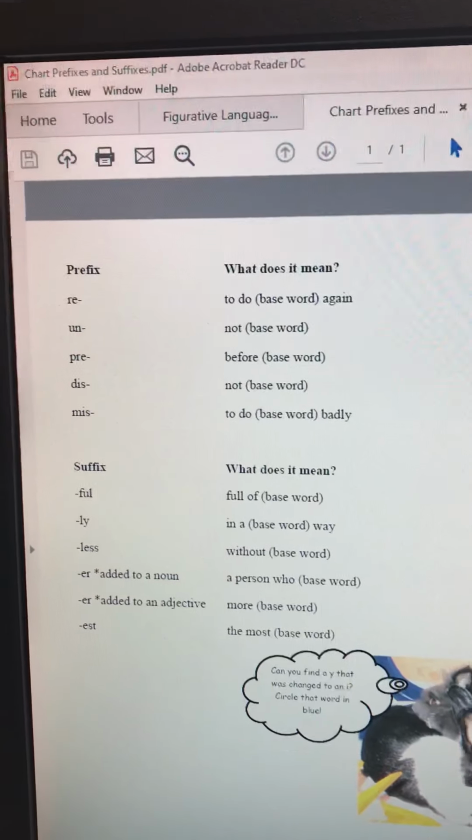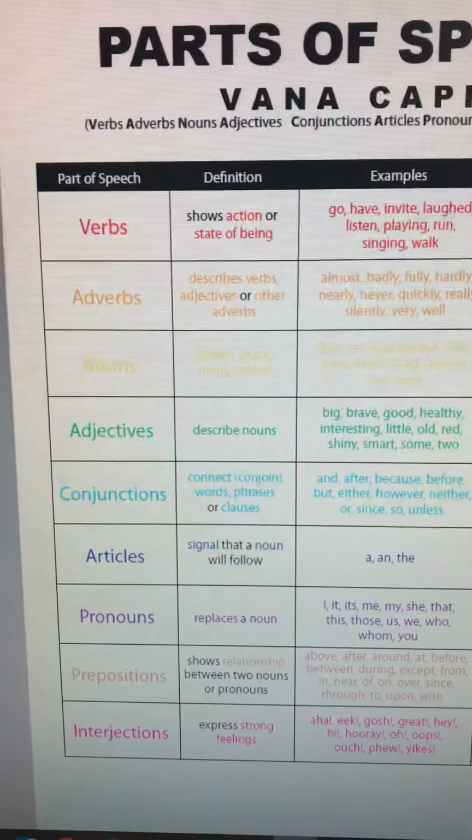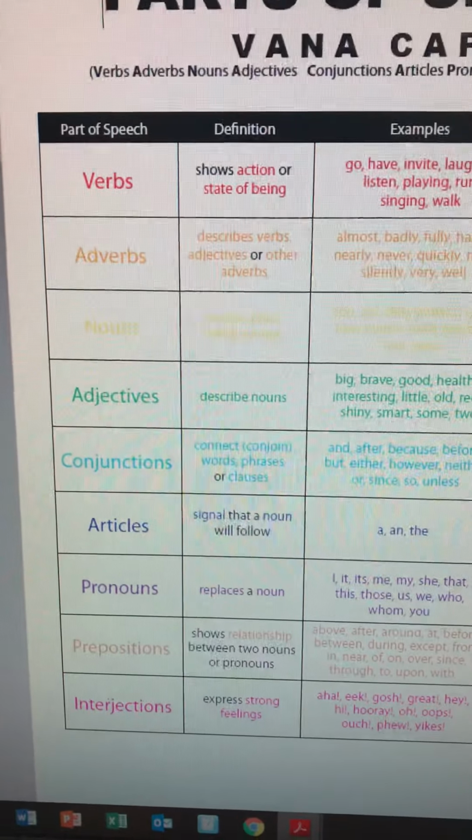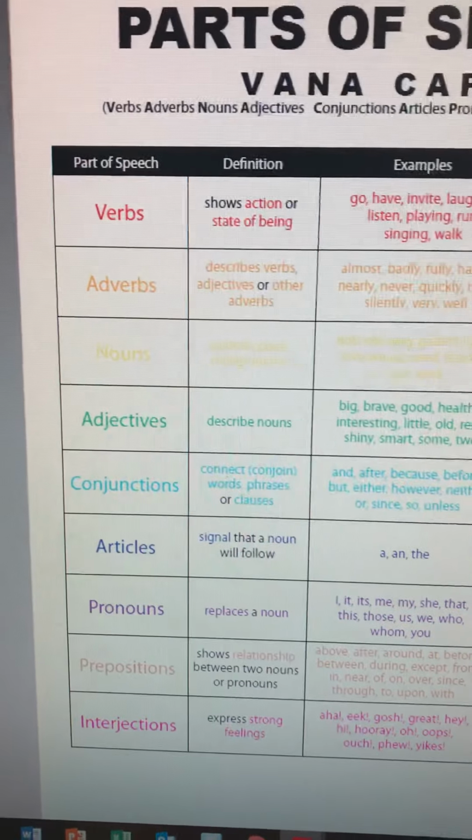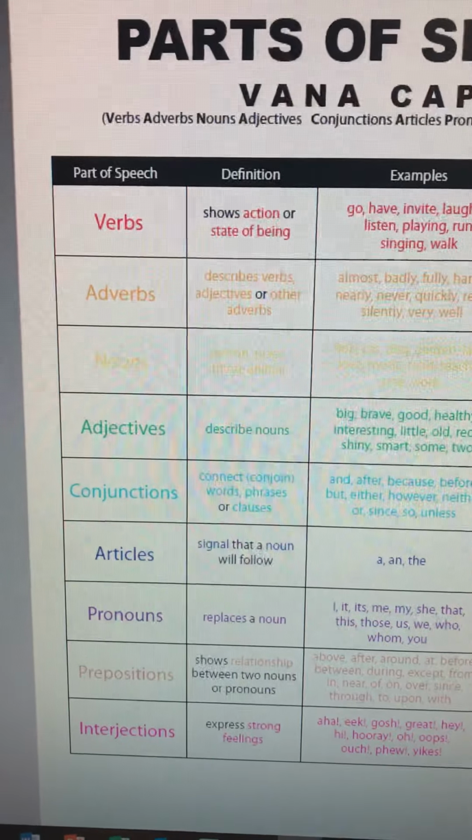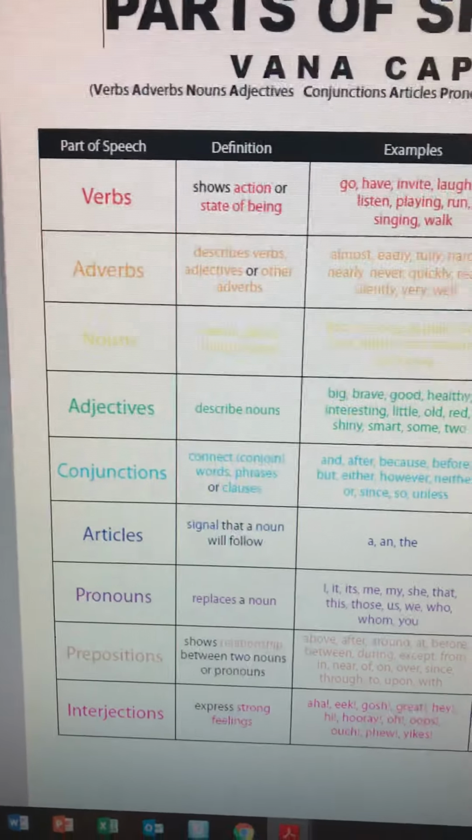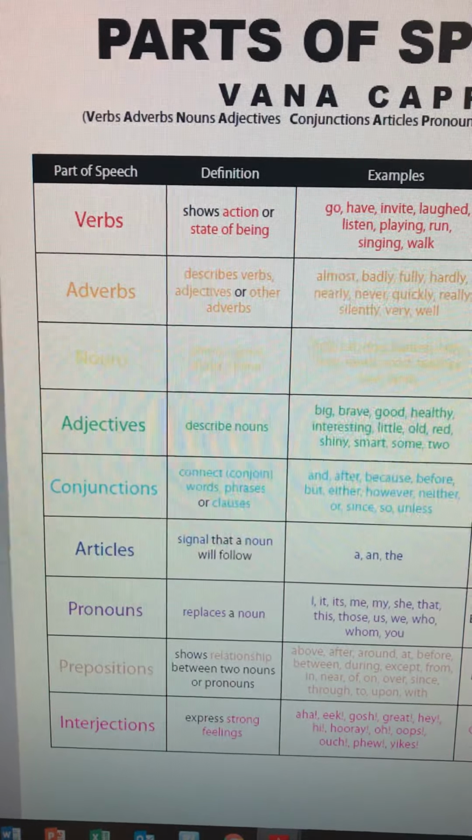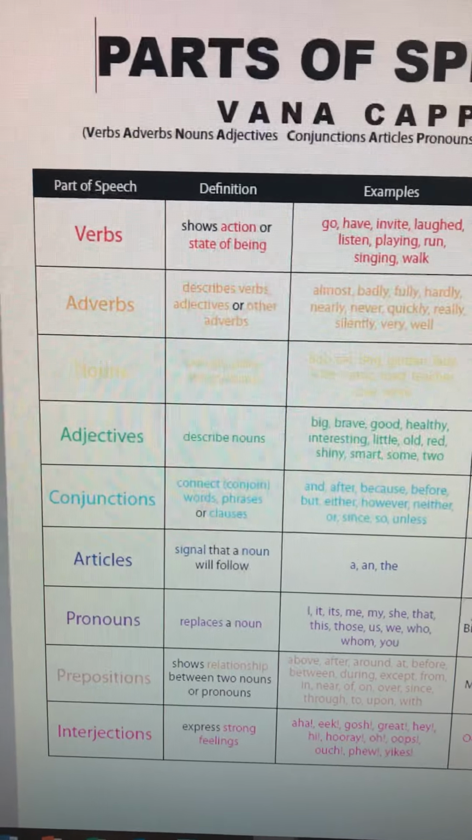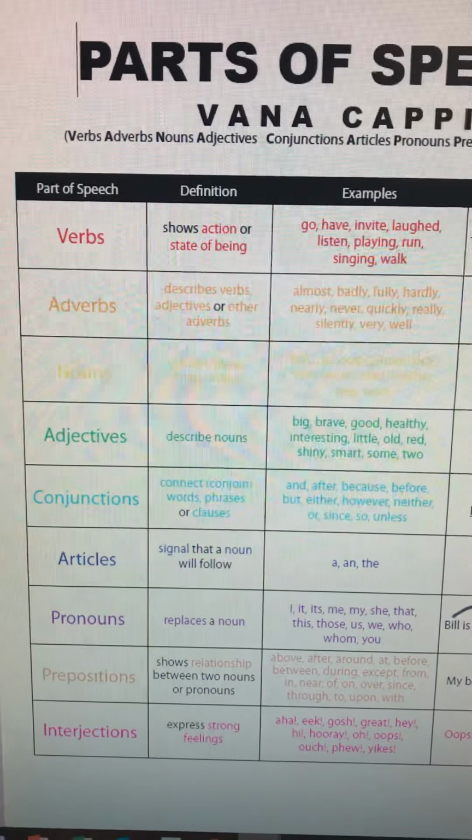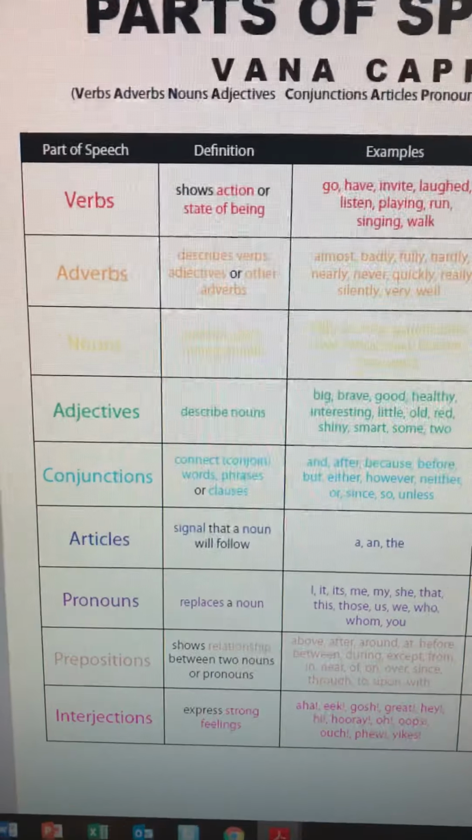Okay, the next one I want to point out are parts of speech. Now, you may not be familiar with these, and I'm going to post this chart to help you. Verbs show action or being, like she ran the mile or she is awesome. Okay? Adverbs describe words that are verbs or adjectives, and they usually end in ly. So she didn't just run, she ran swiftly. So ran would be the verb, but swiftly would be the adverb because it's telling you how she ran.